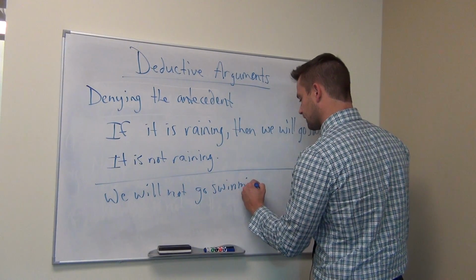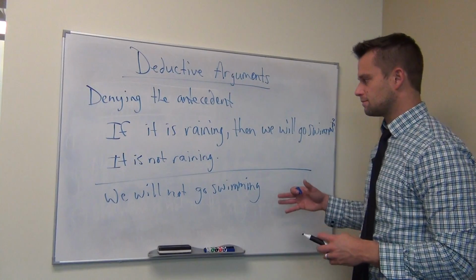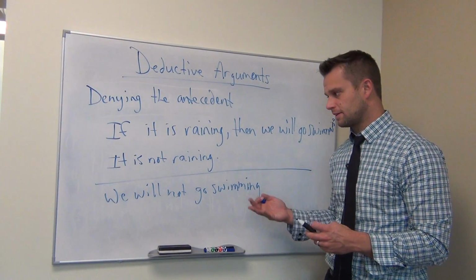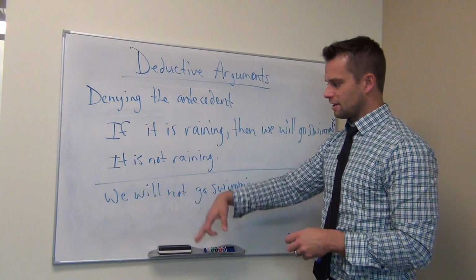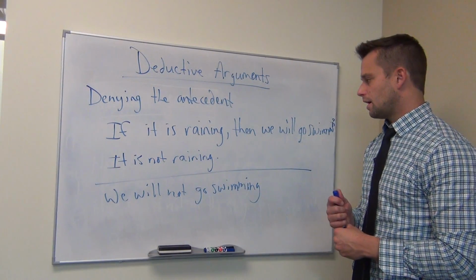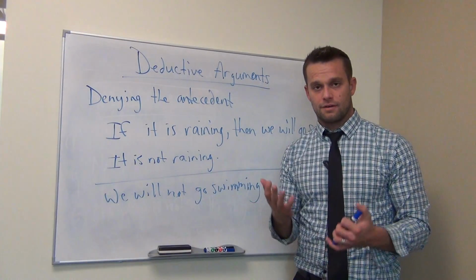Now, as you're looking at this, you're probably thinking to yourself, well, that seems like a pretty valid argument. Like, that's a good structure. It's true, right? If it's raining, then we will go swimming. It's not raining, therefore we will not go swimming. It's actually not a valid argument.